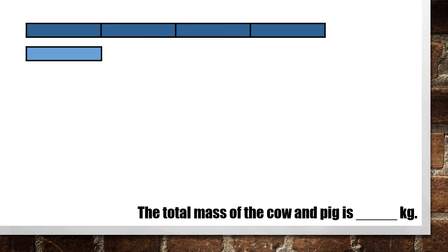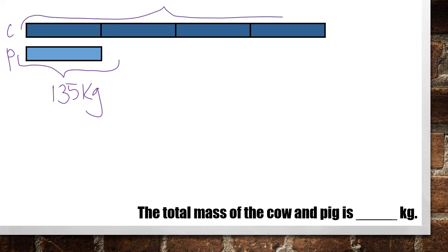Okay, here are the bars again. So we solved for the pig. The pig was 135 kilograms. The cow's mass was 540 kilograms. Now, the next step is that we need to solve for x. Down here again, we're solving for the total mass of the cow and the pig together, so we need to combine those amounts together.